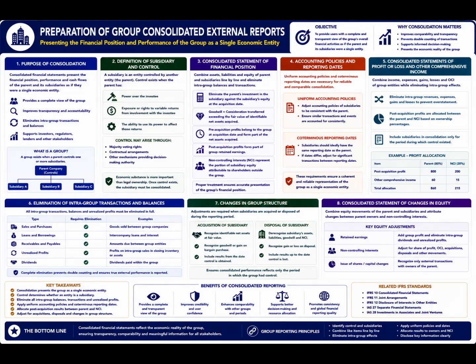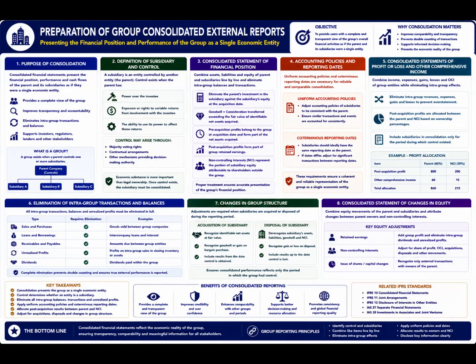A subsidiary is defined under IFRS accounting standards as an entity controlled by another entity known as the parent. Control exists when the parent has power over the investee, exposure or rights to variable returns from involvement with the investee, and the ability to use its power to affect those returns. Control may arise through majority voting rights, contractual arrangements, or other mechanisms providing decision-making authority. Determining whether control exists requires careful assessment of economic substance rather than merely legal ownership percentages.